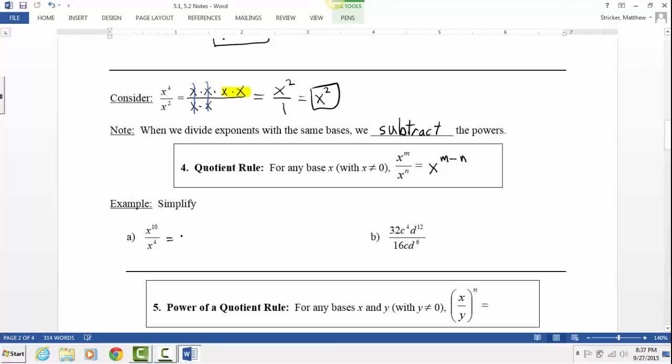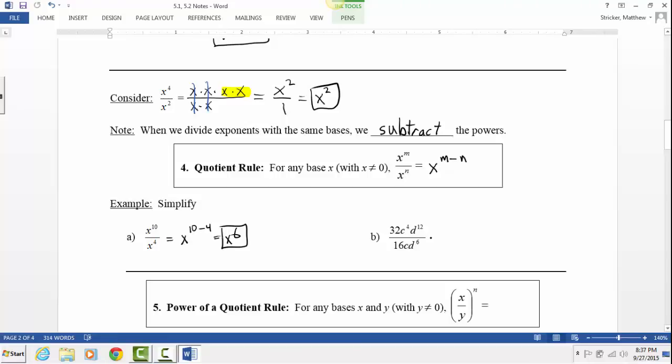So example A here, this would be x to the 10 minus 4. 10 minus 4, of course, is 6. I also just like to think about these as, you have 10 x's on the top, you have 4 on the bottom. If you cancel the 4 on the bottom with 4 of the ones on the top, that leaves 6 left, so it's x to the 6th power.